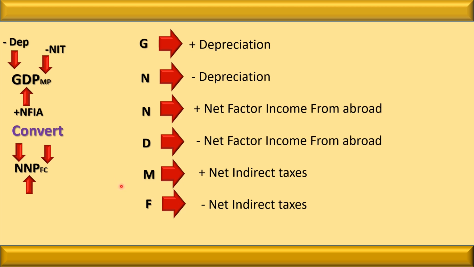Third pair is market price and factor cost. Here what we have to do? We have to add net indirect taxes, or we have to deduct net indirect taxes. Net indirect taxes means indirect taxes minus subsidy. I hope the point is clear. Try to understand the same thing through the example, through the numerical.